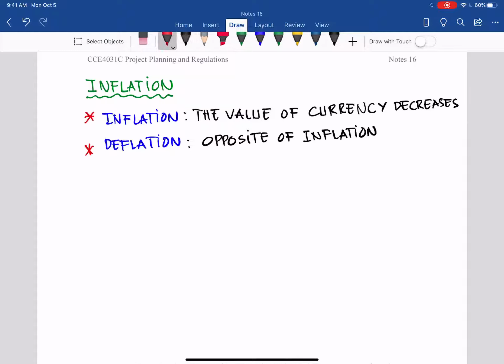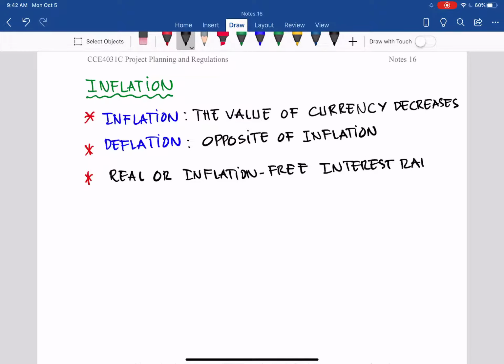So let's have a few terms before we have the equation for determining the inflated interest rate. The first one, how to consider inflation in our evaluation of the project alternatives. First, we discussed what is the real or inflation-free interest rate. We call that I, the real or inflation-free interest rate, and call that EI.